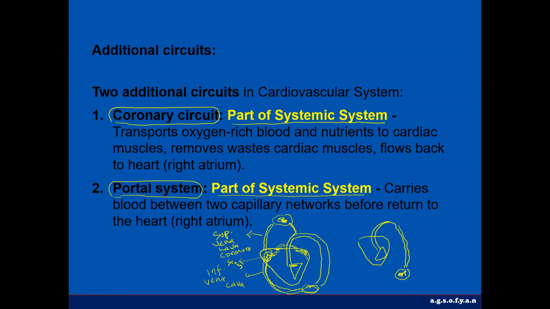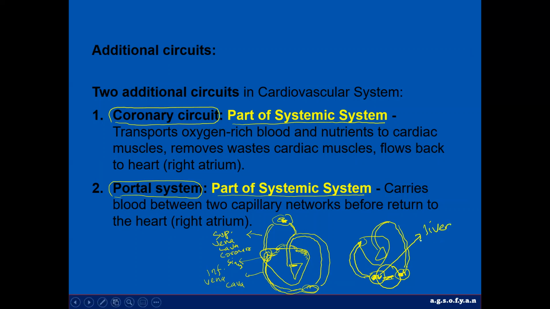For the portal system, before the blood from this capillary returns to the heart over here, it will go to another capillary. Okay, and then from there, it will return to the right atrium. So this is what we call the portal system, which is the system that carries blood from one capillary into another capillary. The one that receives this blood from another capillary is actually our liver.